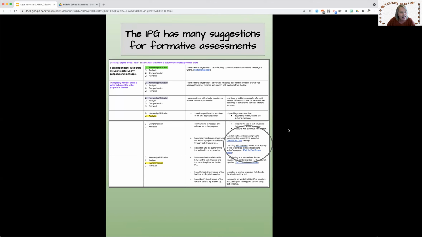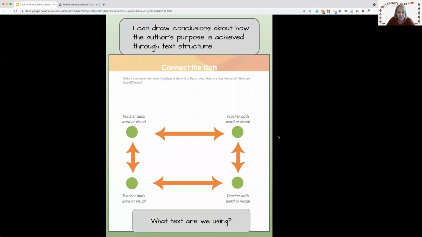show what they've learned. Now, I do want to point out that the IPG has many, many suggestions for formative assessments. For example, in this 8th grade for the standard 8.9A, they did suggest for some of these foundational targets, drawing conclusions about how the author's purpose is achieved through text structure. They do have some suggestions, and you may recognize these. These are from Lead Forward. And so these are suggestions of ways that students can show. Let's take a look at it.